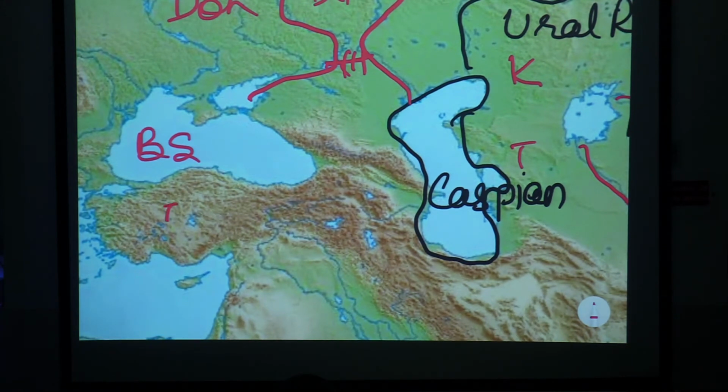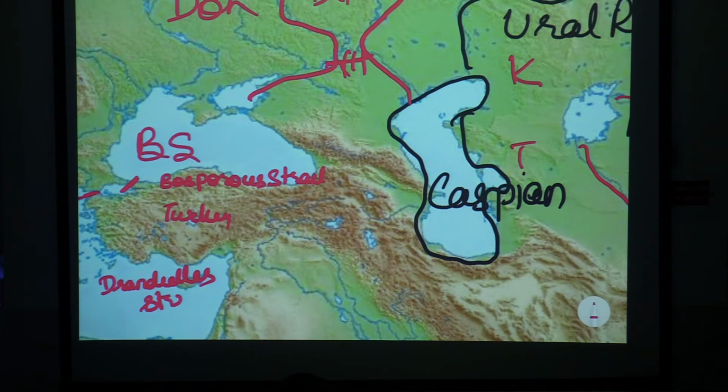And Black Sea is linked up with, slightly zooming it here, this is Turkey, this is Bosporus Strait, this is Dardanelles Strait, and what is the water body in between? This is called Sea of Marmara. And this part of Turkey is called Istanbul. So from Black Sea via Bosporus Strait to Sea of Marmara, Dardanelles, you have reached Mediterranean Sea.